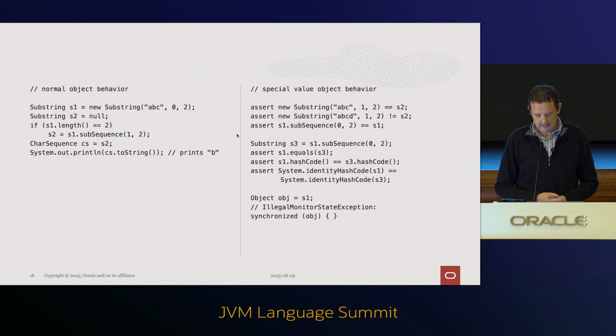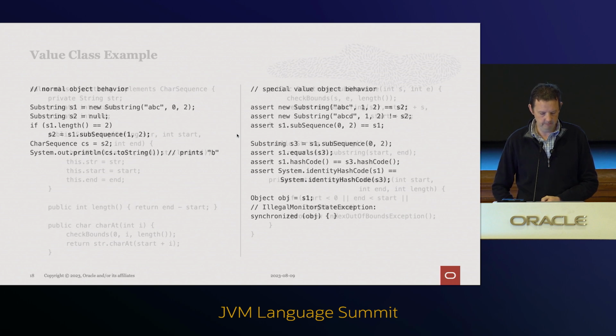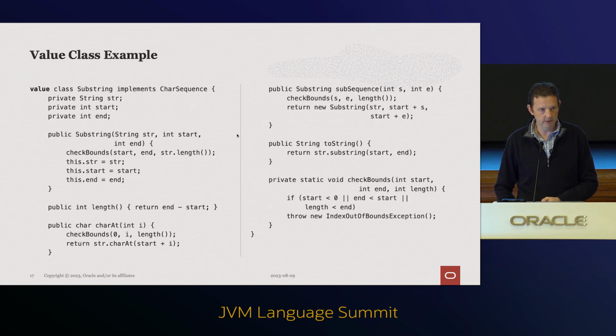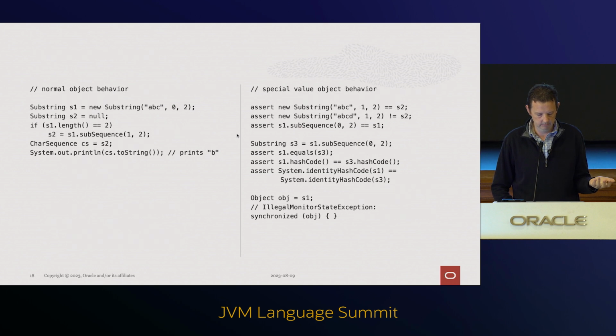What I'm illustrating here is that if I allocate a new substring object, let me show you the fields again, because this operator operates on fields. There's a string and a start and an end index, okay? So any substrings that have the same string, the same start index, the same end index are going to be equal. And if they don't, they're not.